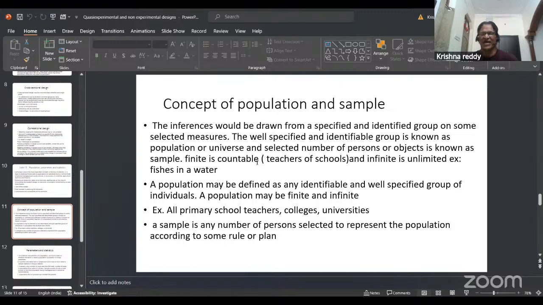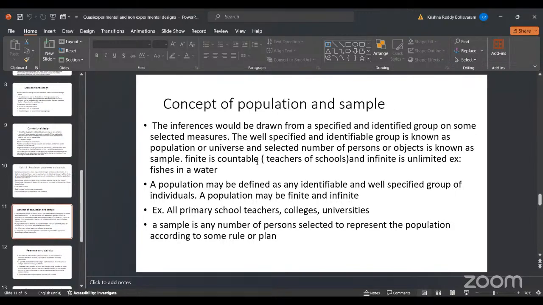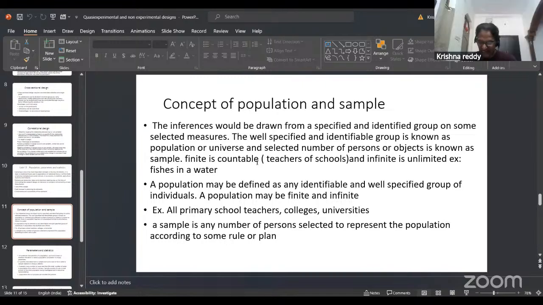But sometimes it is unlimited also, you do not know. Finite and infinite, at times you do not know. If it is infinite, then that kind of population is like fishes in water. Can you count them? Or stars in the sky. Exactly. So at times, all these participants may not be countable. There is a possibility that they will also escape, they will disappear. So those people who are specified and identifiable, we can call population or universe.